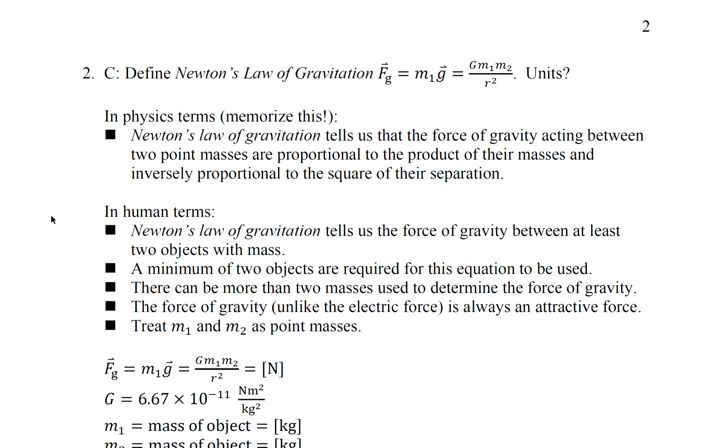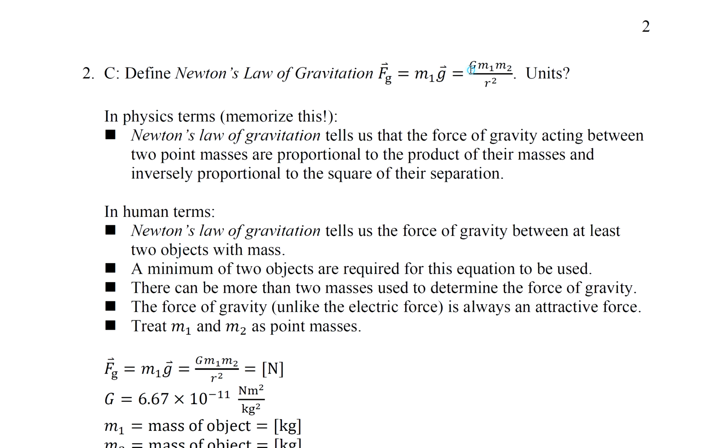Question 2. Define Newton's law of gravitation. F sub g equals G m1 m2 over r squared. What are the units? So in physics terms, Newton's law of gravitation tells us that the force of gravity acting between 2 point masses is proportional to the product of their masses and inversely proportional to the square of their separation.